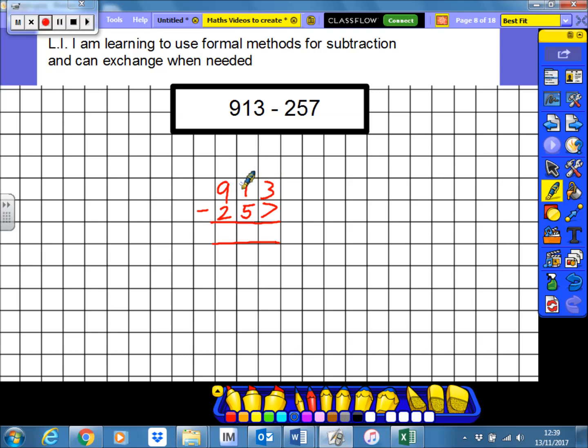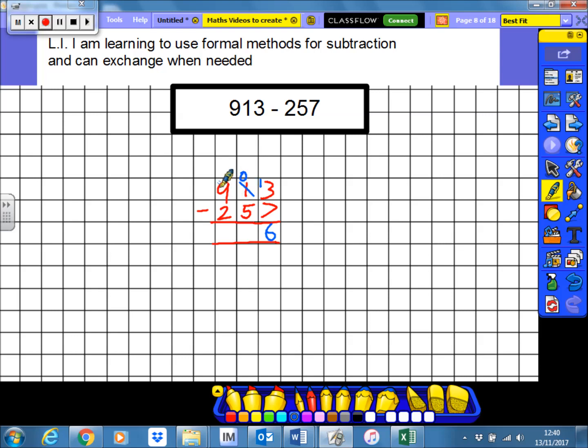So we're going to exchange from this column. We're going to get rid of that 1, and it's going to become a 0. And the 1 is going to move down a column. What we have done is we have exchanged that 10 for 10 units. And we now have 13 units here. 13 take away 7 is 6. And now we have 0 in this column. It's 0 take away 5. Again, another problem that we can't do. And so once more we will have to exchange.